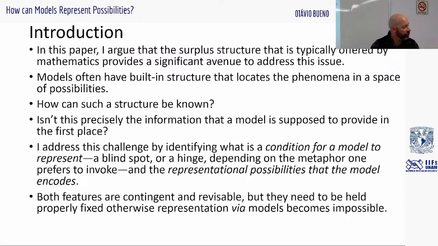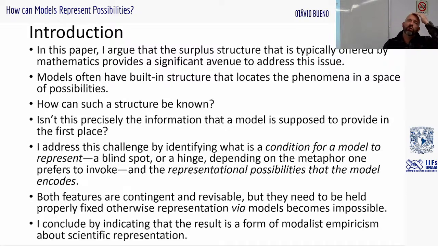Of course, both features are revisable, and you change the model as needed to adjust. But without a proper balance between these two, negotiating these two things, and I'll say more about that in a moment, representation via models will become just impossible.